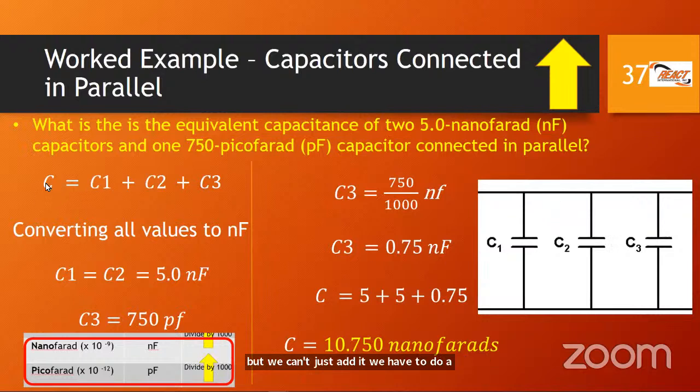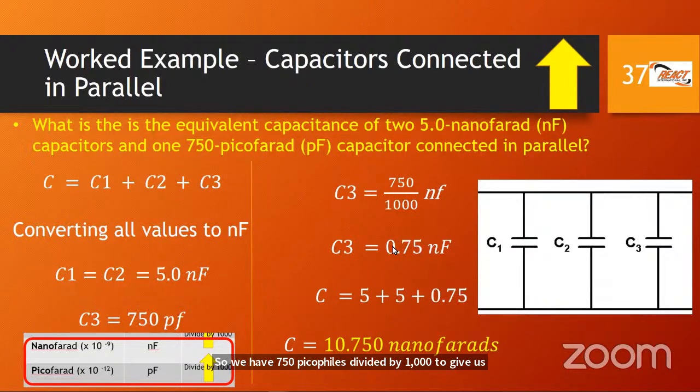But let's write the formula. The total capacitance C total is equal to the value of C1 plus C2 plus C3. But we need to convert all values, let's say, to one equivalent first, nanofarads, right? So we know that C1 and C2 is 5 nanofarad, but C3 is 750 picofarad. So we have to convert it to nanofarad. And as we have learned in the technician class, and we have just done a snapshot here, to go from picofarad to nanofarad, we have to divide by 1,000. So we have 750 picofarads divided by 1,000 to give us nanofarads, which is 0.75 nanofarads.